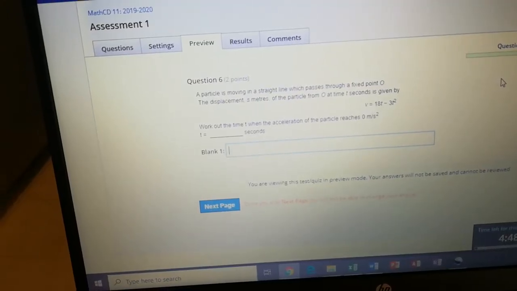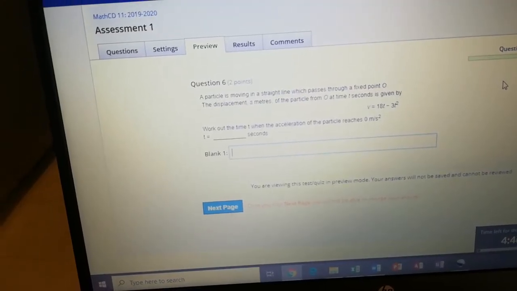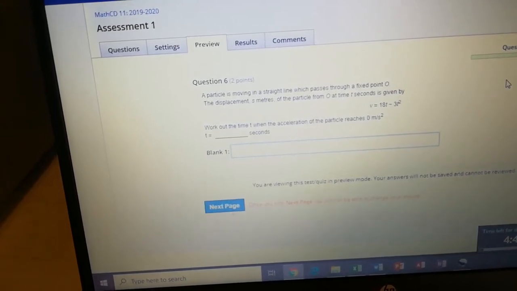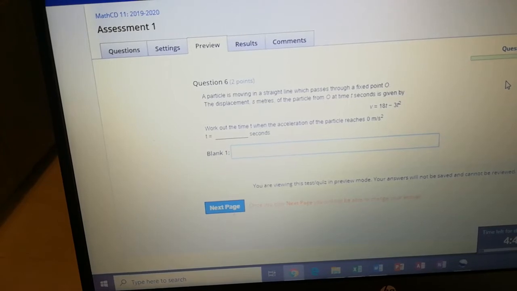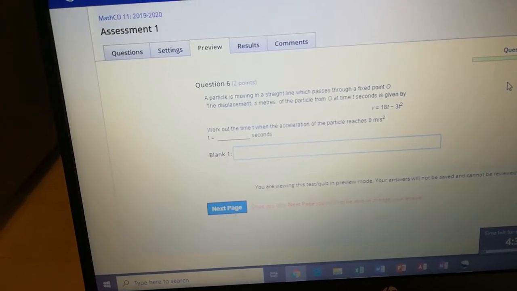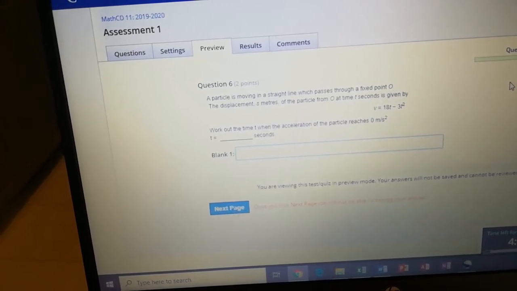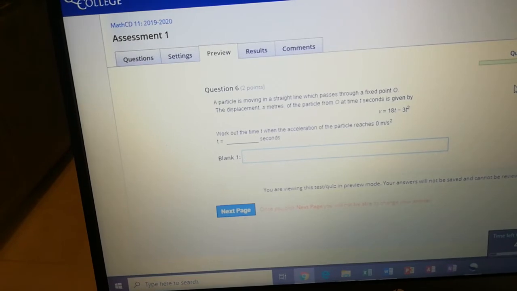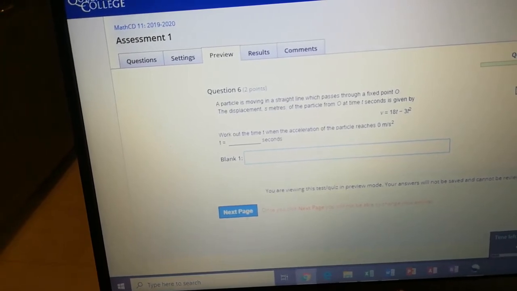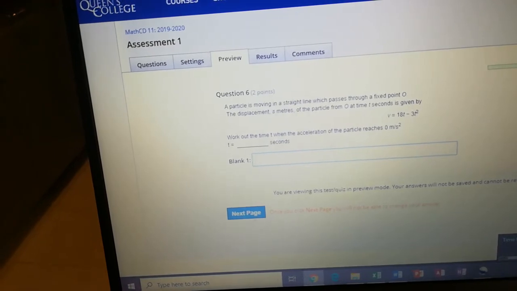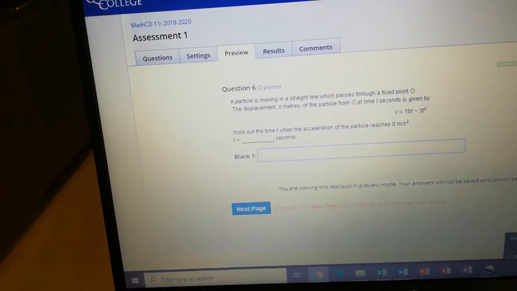Right, now for question 6, we've got a particle moving on a straight line which has passed through a fixed point again. Displacement is s of the particle from some position 0 at time t, but here I have the velocity formula. Notice it's the same velocity formula that we just worked out. Now we need to work out the time when the acceleration of the particle reaches 0. So we need to think about the acceleration of the particle and work out t.